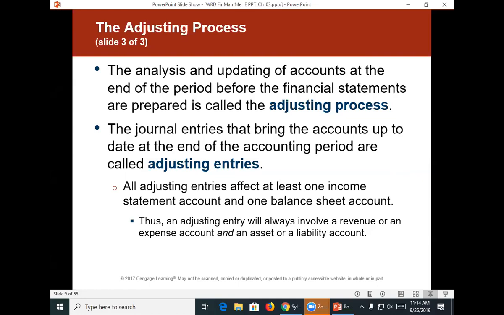So if you're doing adjusting entries and you have an adjusting entry that's cash and accounts receivable, that's not including a revenue or an expense. So that's kind of your clue. I'm doing something wrong. If you ever have cash in an adjusting entry, just know cash is never going to be adjusted.